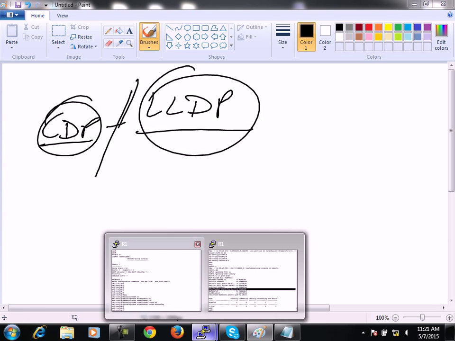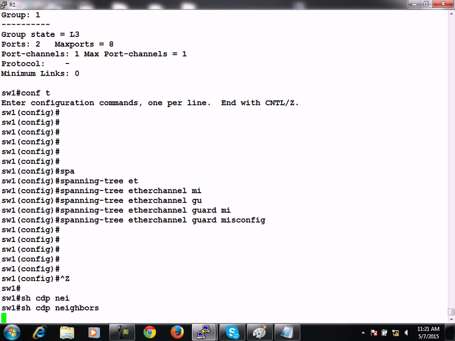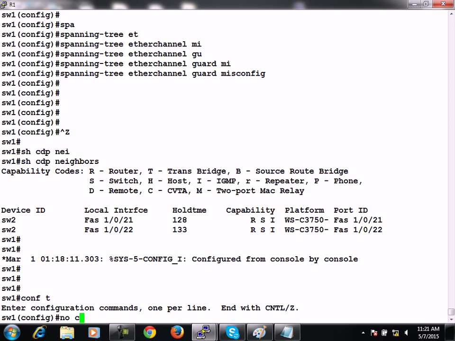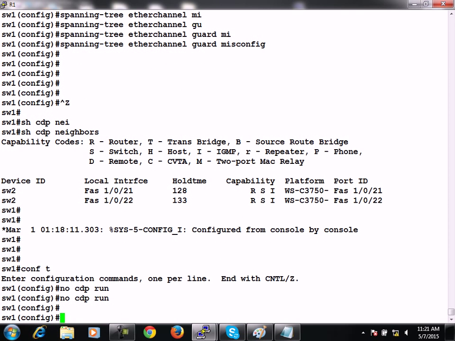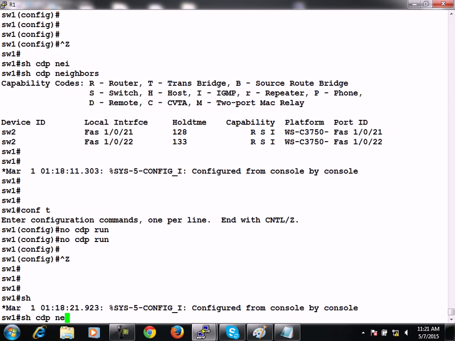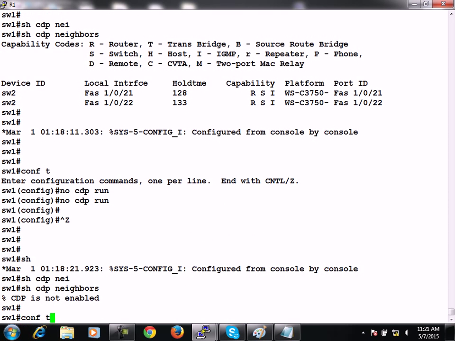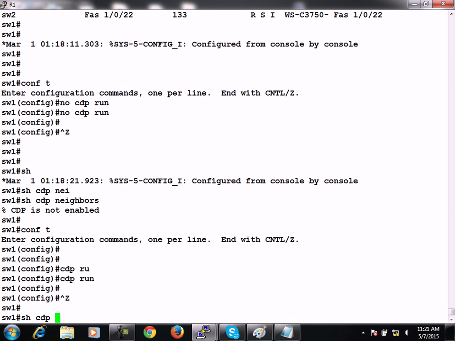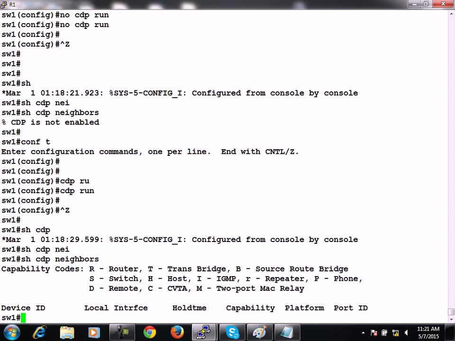Like if you move on switch 1 and say show cdp neighbor, of course CDP is running here, right? And if you want to disable your CDP, then you can say no cdp run. By using this command, you can disable your CDP globally. So if you say show cdp neighbor, it will show you that CDP is not enabled. So you have to say cdp run to enable it, and then you can say show cdp neighbor. Again, it will start to show you your neighbor devices. And CDP can provide you a lot of information. I think I have already discussed it with you, right?